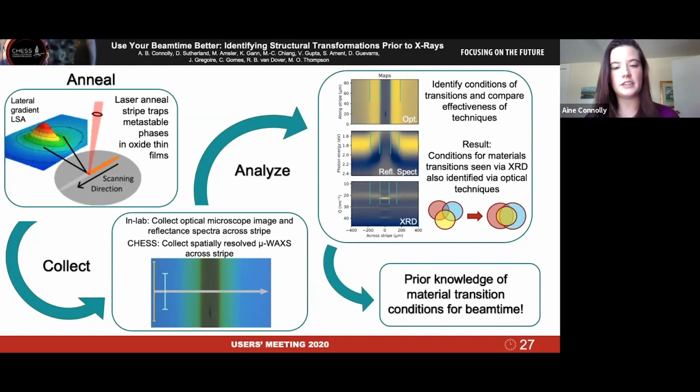To analyze the anneal stripe, we collected both optical microscope images, reflectance spectroscopy, and then at CHESS, we collected spatially resolved XRD across the stripe. And what we found was that the conditions of materials transformations that we identified via XRD were the exact same ones that we could identify using the optical techniques, meaning that we can use those in-lab, inexpensive optical techniques as prior knowledge for searching processing phase space during beam time.